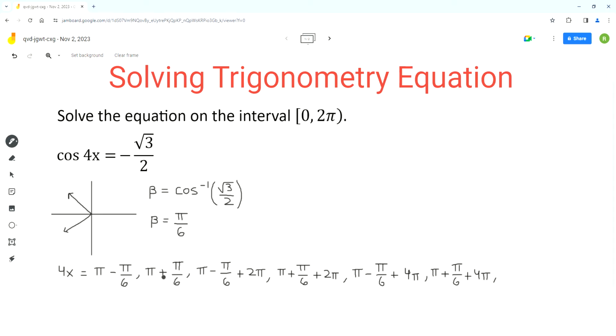We'll have to go around the circle another time, the fourth time. So that will be pi minus pi over 6 plus 6 pi, and then pi plus pi over 6 plus 6 pi.